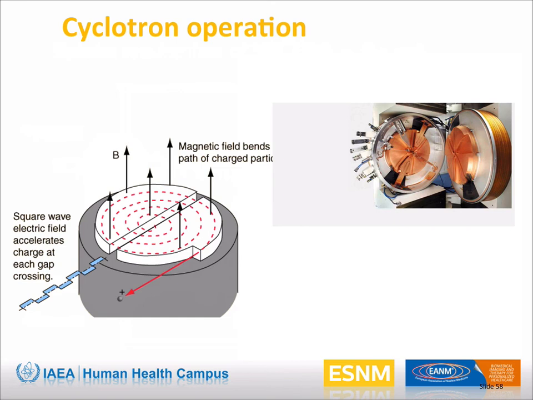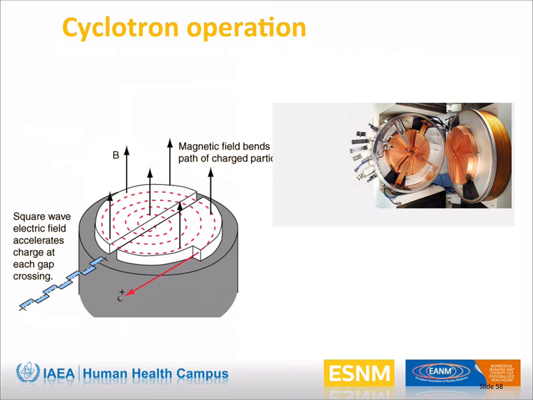For the production of FDG, the radionuclide has to be prepared by a cyclotron. Modern cyclotrons accelerate H- particles to a high energy. In the ion source, at the center of the cyclotron, hydrogen gas is broken down into a proton and an H-.